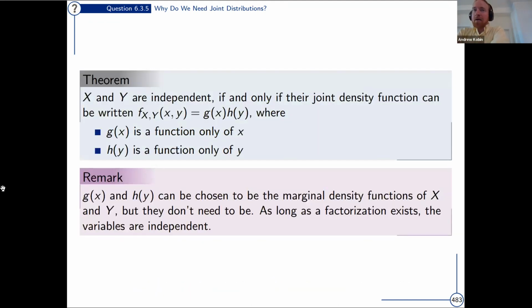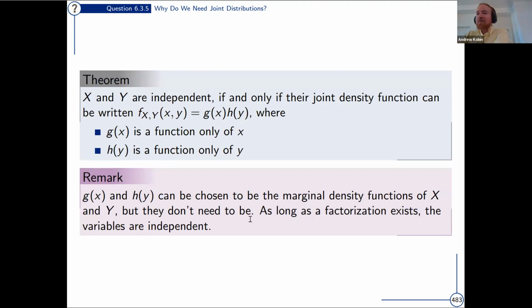Here's a quick theorem. This is really a theorem that's expressing what I said two slides ago about the joint density function for two independent variables. The theorem says that x and y are independent random variables if and only if their joint density function can be written as a product of two single variable functions, g of x and h of y. And more specifically, g of x and h of y can be chosen to be the marginal density functions of x and y.